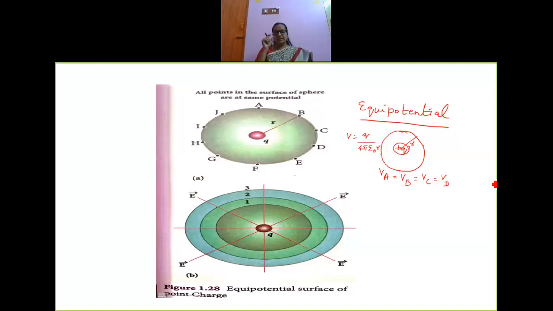So I define what is an equipotential surface. An equipotential surface is a surface on which all the points are at the same potential. Are you able to understand? Look at this sentence. All points on the surface of the sphere are at the same potential. Then the surface is said to be an equipotential surface.